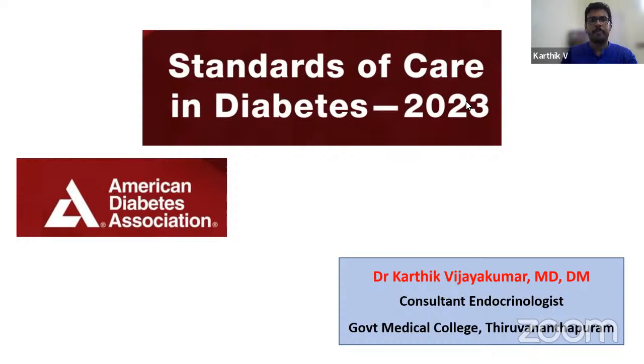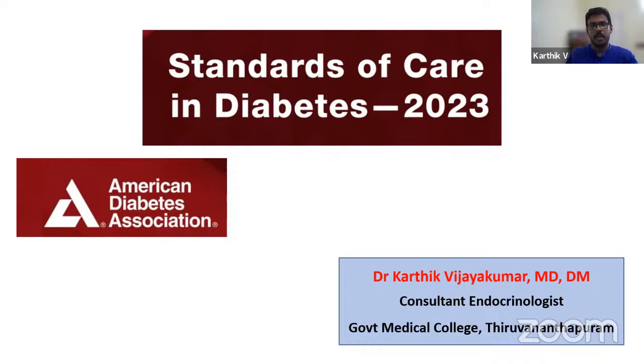So today we are going to discuss an extremely important topic, that is the guidelines on diabetes mellitus, which is published by the American Diabetes Association in December 2022. And they have named it the diabetes guidelines for the year 2023.